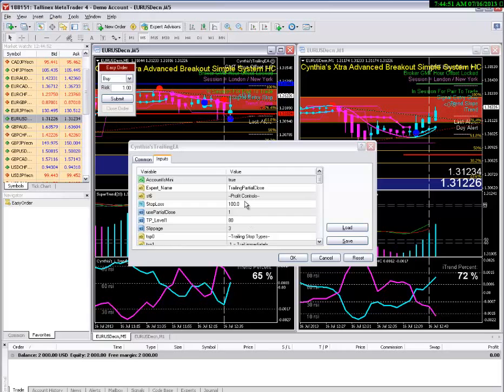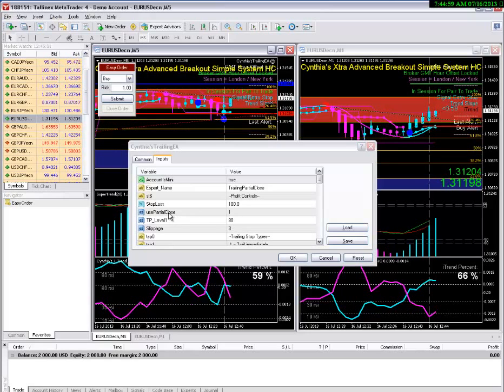Okay, so we're getting a little bullish again. And I just want to show you one of the best features of the trailing EA. It has a risk management feature, which is the use partial close. So it's set to 1, which means true. Take profit level says 80, but we're in an ECN account. We had to add the extra 0, so that means 8 pips.